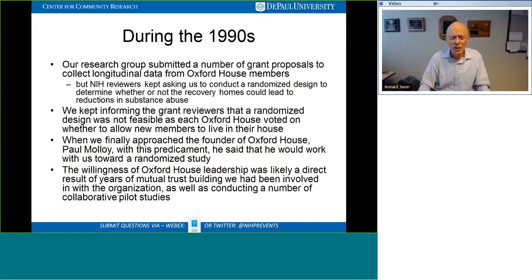So those were some more quantitative methods that we approached in our first study of this particular organization. During the 1990s, our research group submitted a number of grant proposals to collect longitudinal data from the Oxford House members. But NIH reviewers asked us to conduct a randomized study to determine whether or not these homes could lead to reductions in substance abuse. We informed the grant reviewers that a randomized design was not feasible, as each Oxford House voted on whether to allow new members to live in their house. So we finally approached the founder of Oxford House, Paul Malloy, with this predicament, and he said he would work with us toward a randomized study. So the willingness of Oxford House leadership was likely a direct result of years of mutual trust building using both quantitative and qualitative methods. This mixed method approach really brought us closer to this particular organization and allowed them to want to help us with the research.